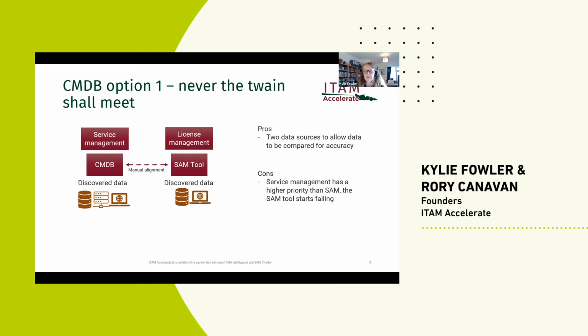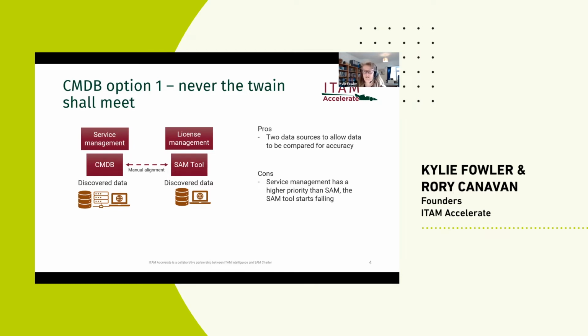One of the advantages of this approach, although it is a very manual thing to be doing, is that it gives you two entirely separate data sources. So you can compare the data between the two and identify and remediate any discrepancies. So if you've got people actively doing that, then this model can help you understand and identify data issues and help you maintain data accuracy in both tools. But it is a manual process and requires a fair amount of effort to do so.